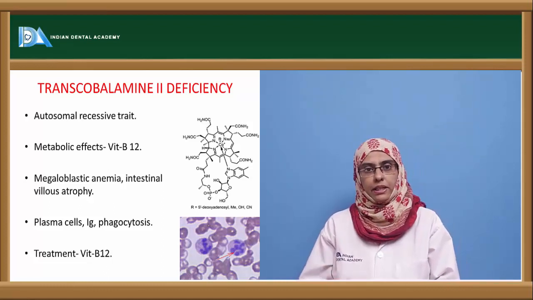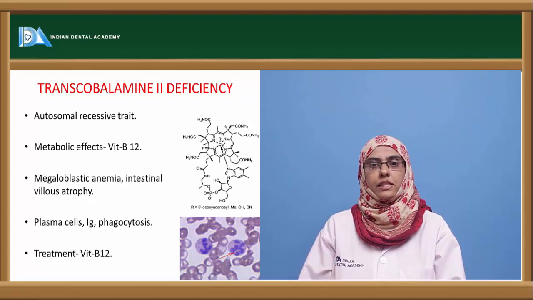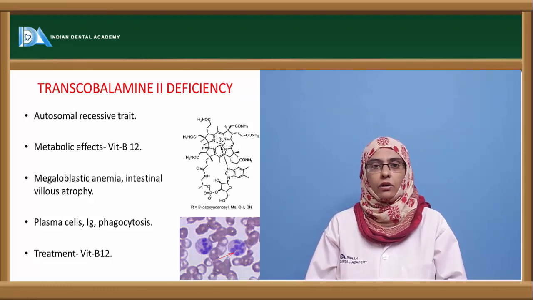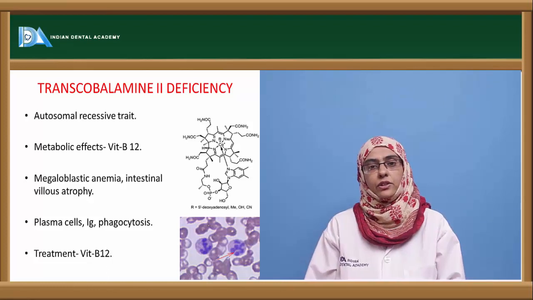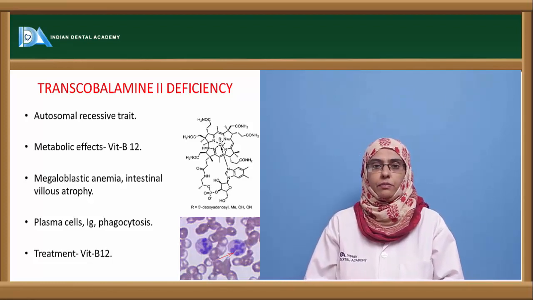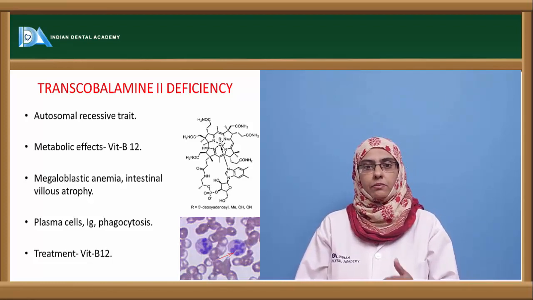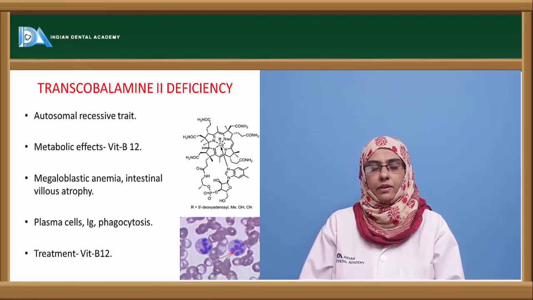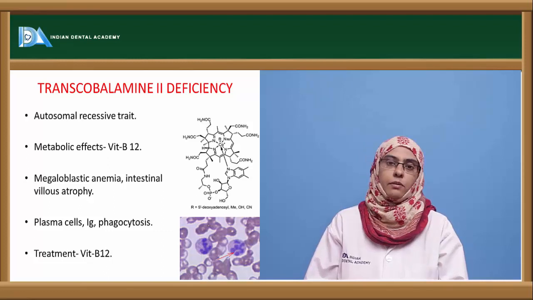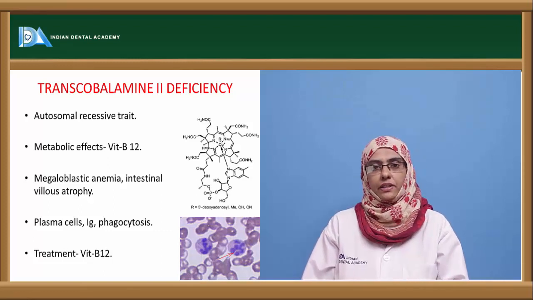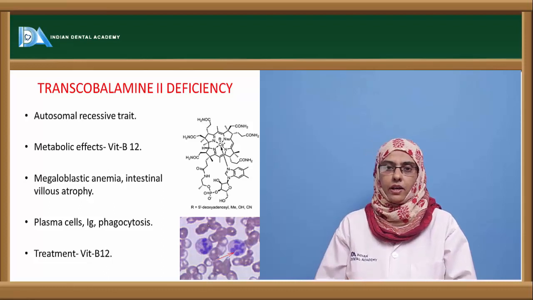So there is a depleted function of the plasma cells and immunoglobulins, and also there is defective phagocytosis. Now this type of disease is usually treated with injections of vitamin B12. So the patient can get relieved from the two important types of depletion, that is the plasma cells and the immunoglobulins. But this type of injection cannot restore the phagocytic activity of the phagocytes.